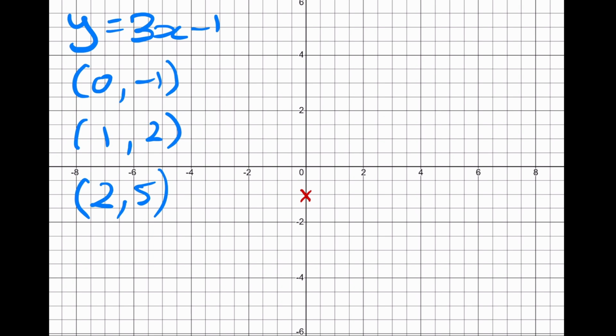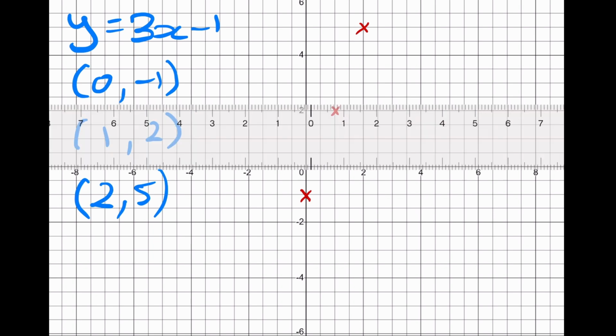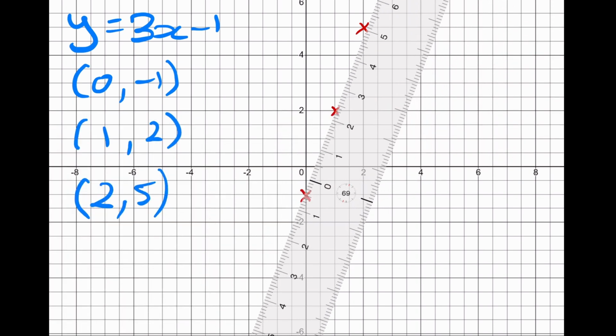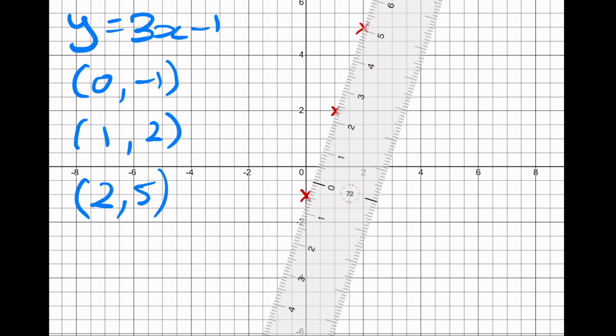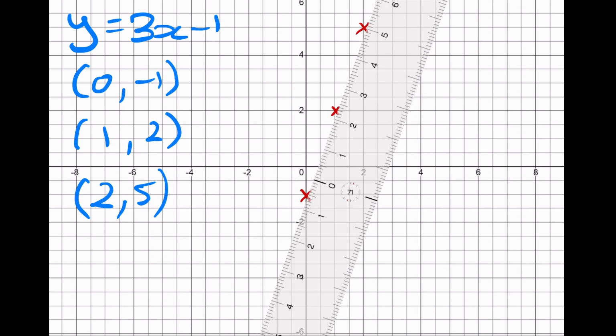So I'm going to take my time. 1, 2. I'm going to make sure I'm really on those where the grid lines cross, these intersections. And then I've got 2, 5, so I'm going to now put this up here, 2, 5. Carefully draw that on. So now when I try and draw them, and again, use a ruler, please, every time, make sure that they are in line, as accurately as I can.